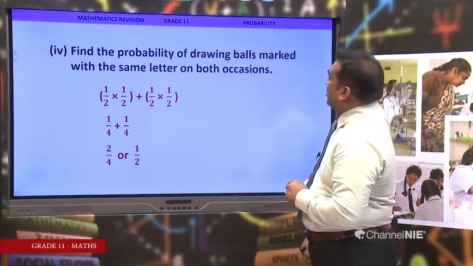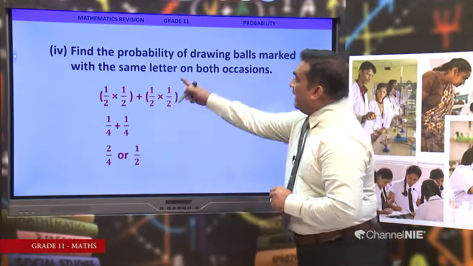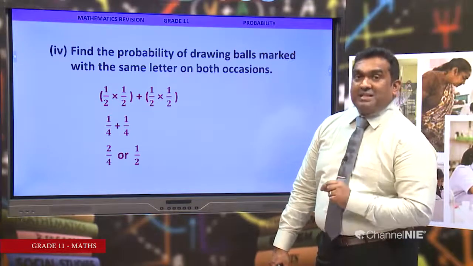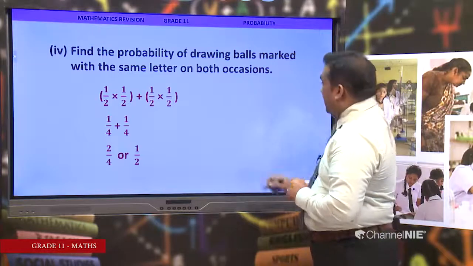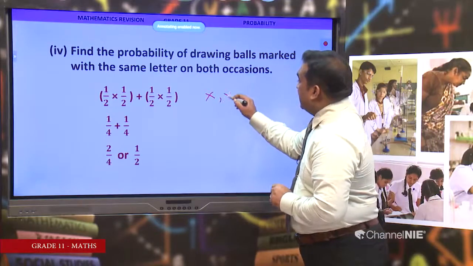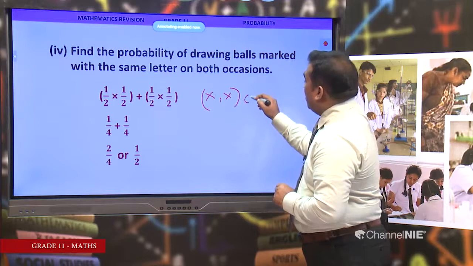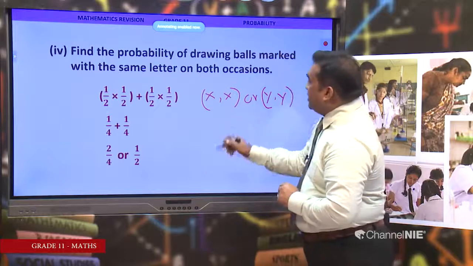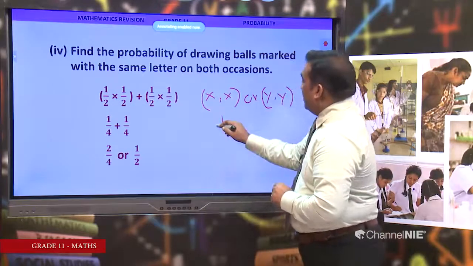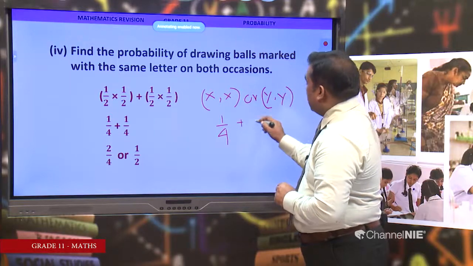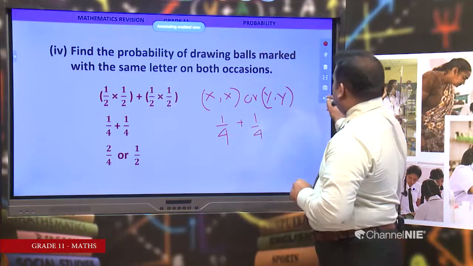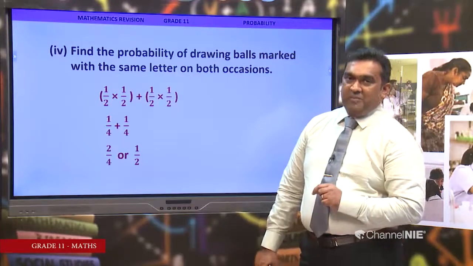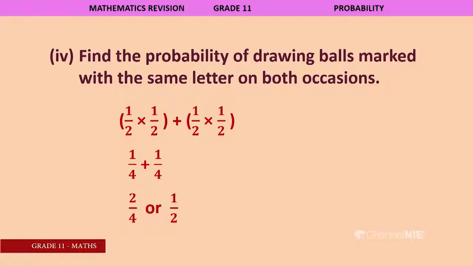Find the probability of drawing balls marked with the same letter on both occasions. Same letter, x x or y y, right? X x means half into half, 1/4 plus 1/4. 2 over 4 or half is the probability, right? You understood well.